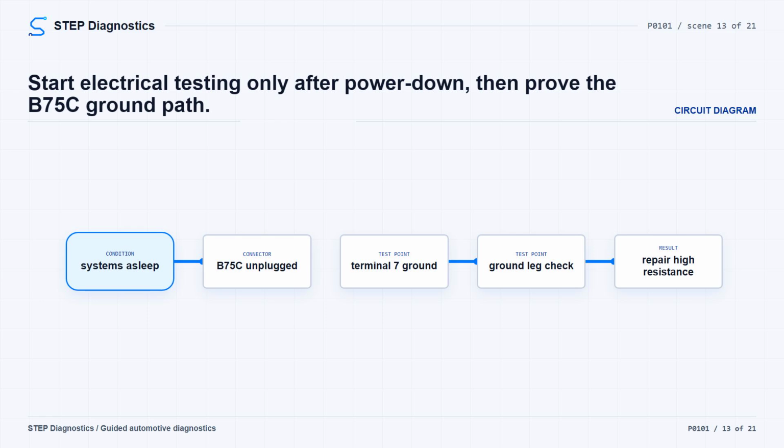Disconnect the B75C multifunction intake air sensor connector and test ground circuit terminal 7 to ground. The specification is less than 5 ohms. If it is 5 ohms or greater, disconnect the appropriate ground connection and test from terminal 7 at the component harness to the ground terminal. That leg should be less than 2 ohms. If it is 2 ohms or greater, repair the open or high resistance in the circuit. If it is less than 2 ohms, repair the open or high resistance in the ground connection.